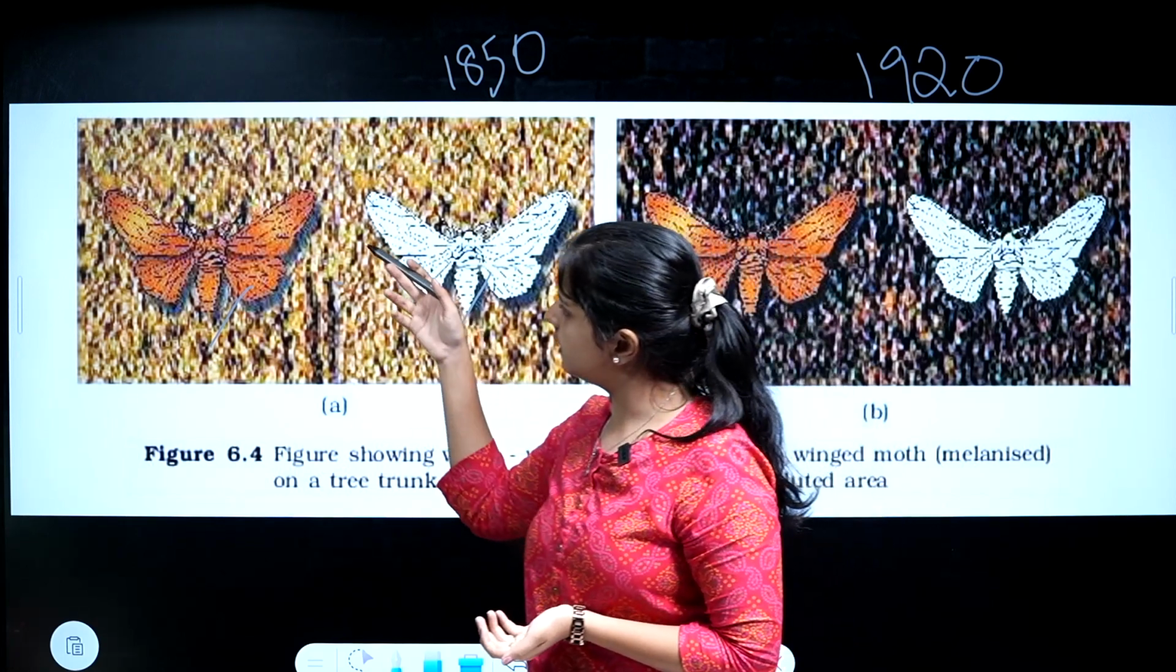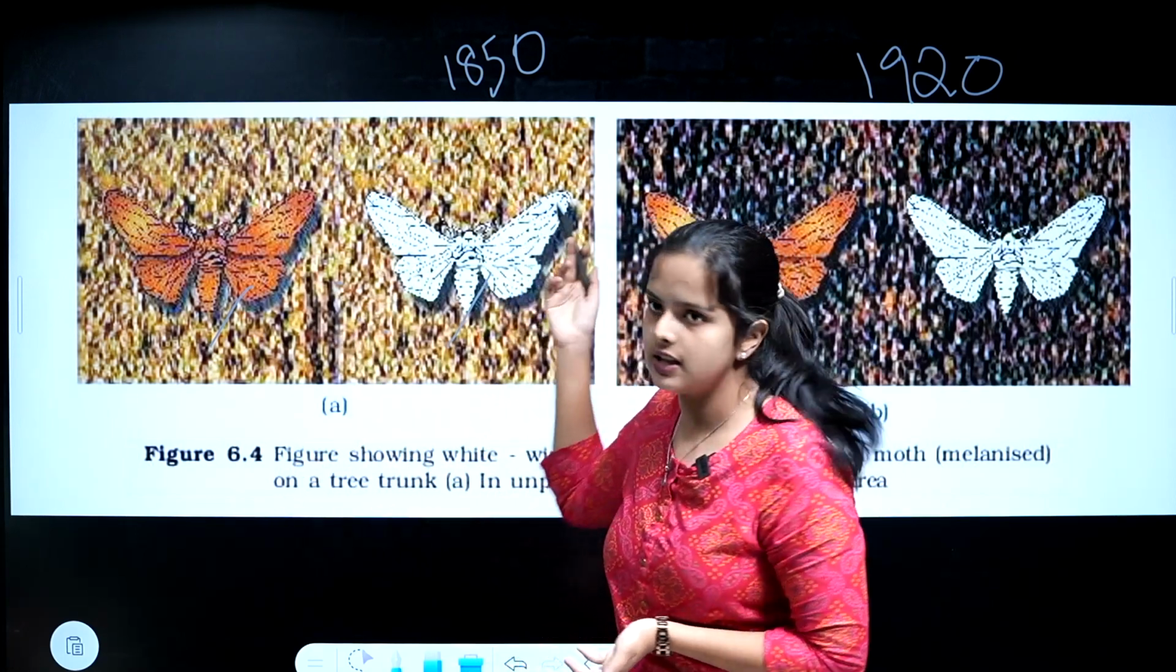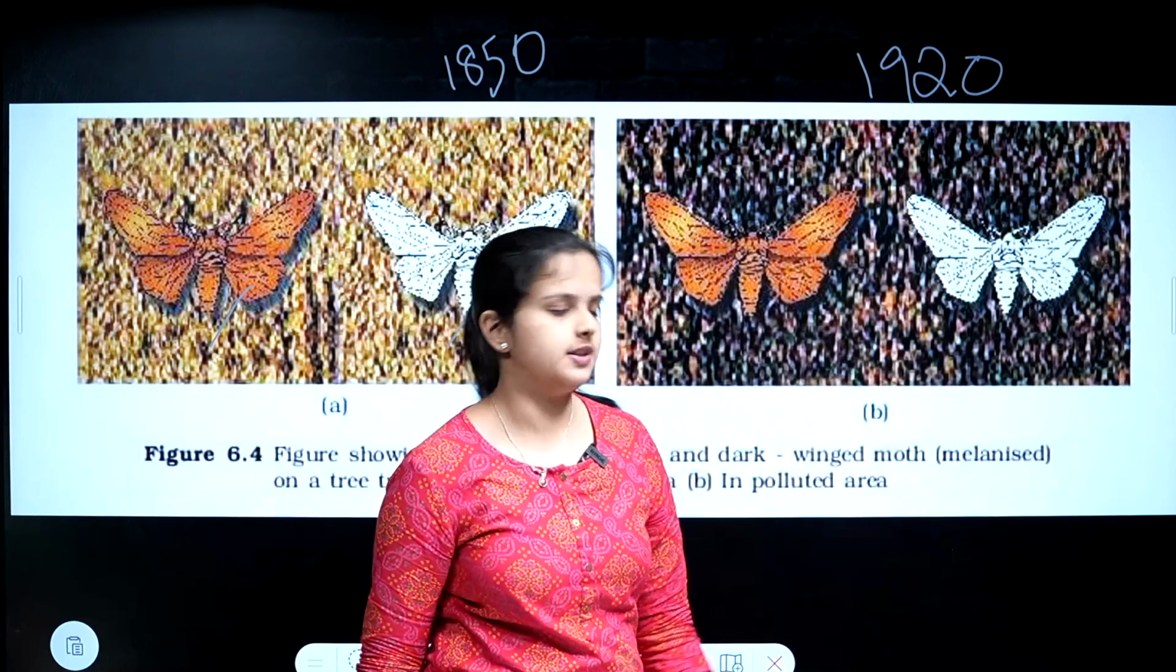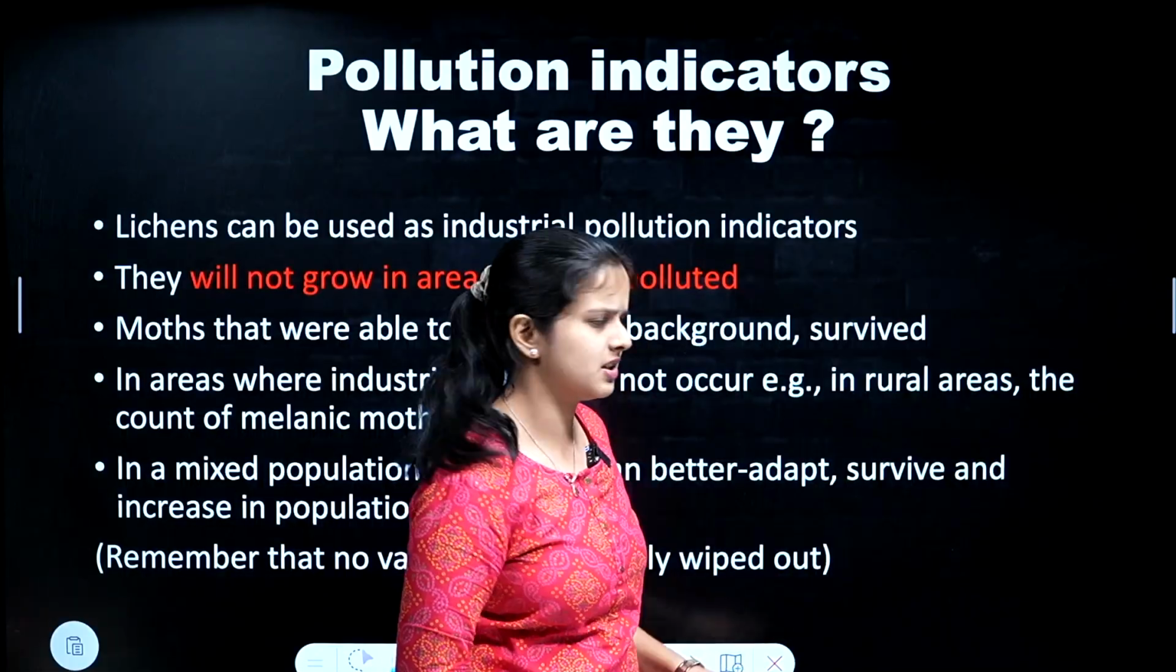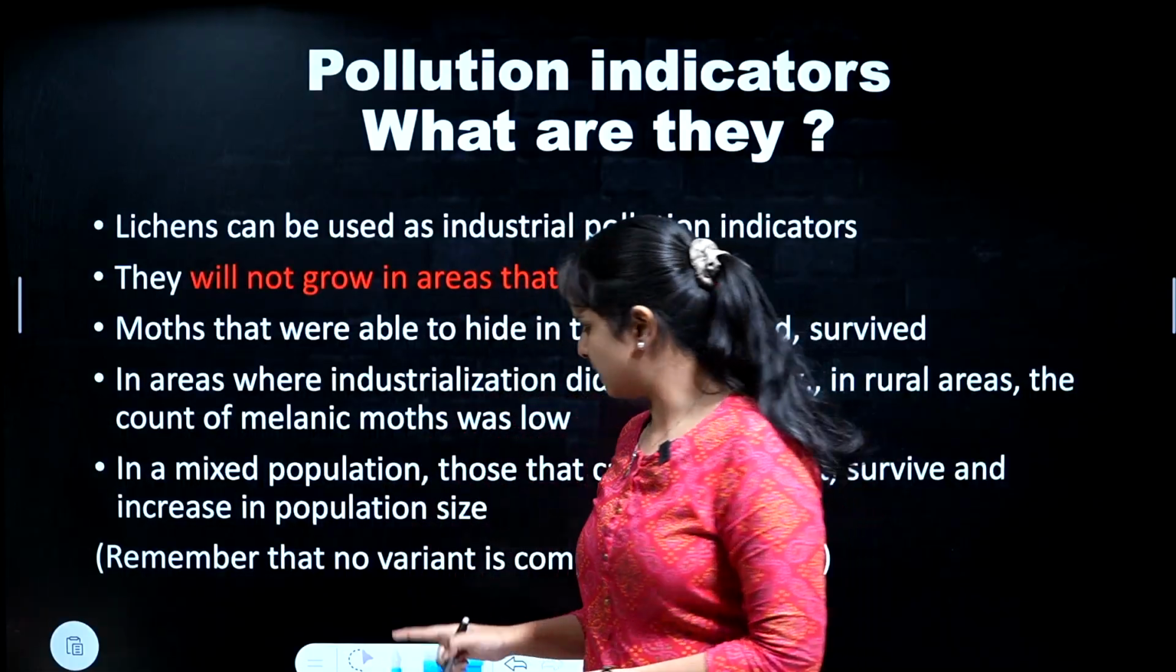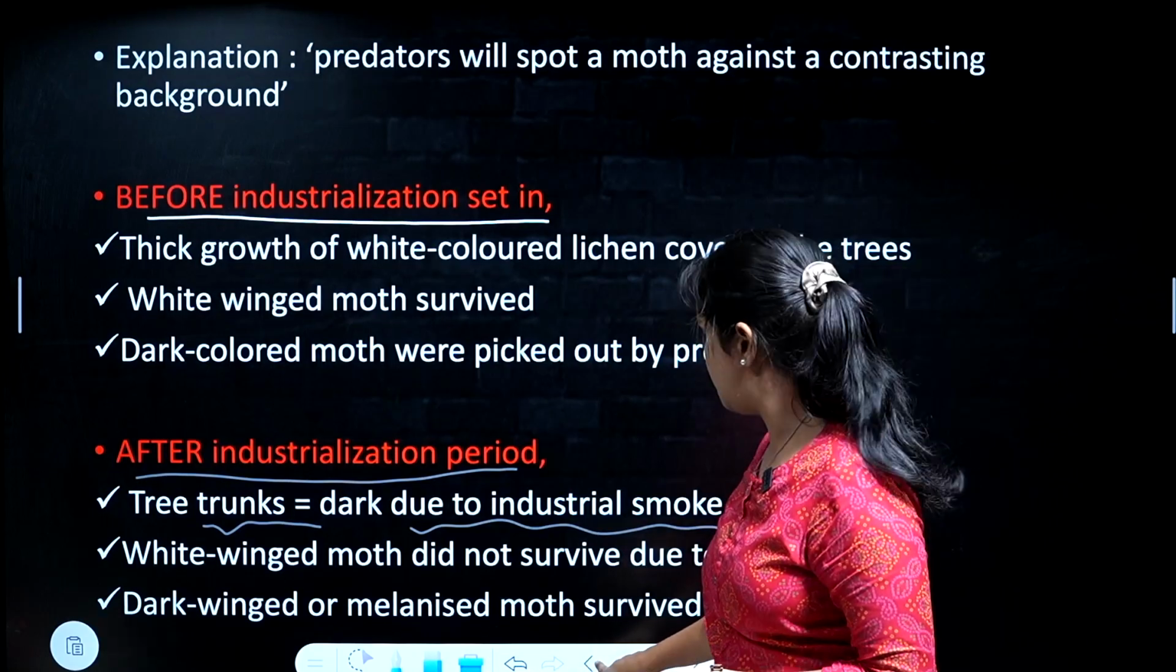So the number of dark winged reduced and the white winged increased. This is just the opposite case. I hope you understand what industrial melanism is. I've already told you what industrial melanism is, but let me tell you, how did that help us?